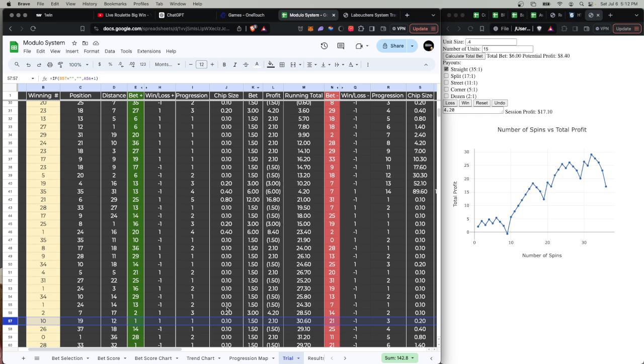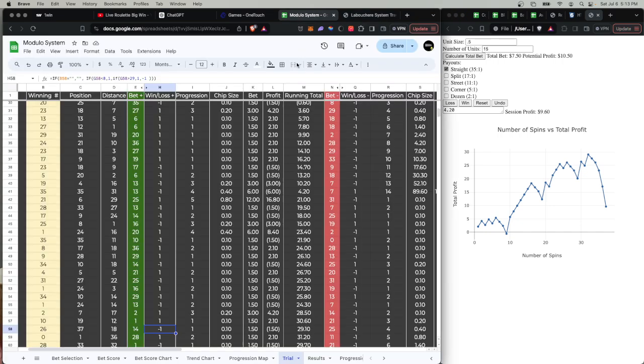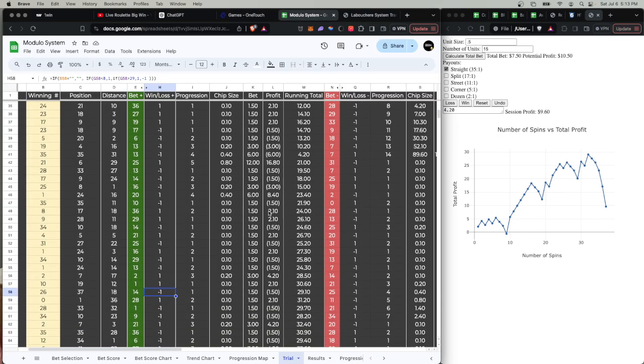So 1, 2. Followed by another loss. So that's 1, 2, 3, 4 losses. We got 1, 2, 3, 4, and followed by another one. So we're at a depth of 5 right now, going on 6.